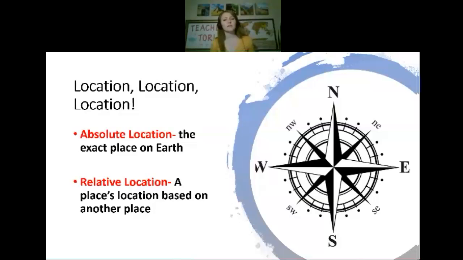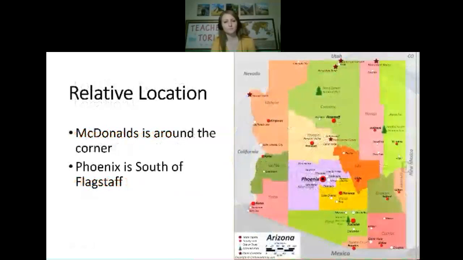Relative location is a place's location based on another place. For example, if I said, Chase, the McDonald's is located just around the corner, that's relative location. Or Brooklyn, I live just across the street, that's relative location. A little vague, they're just giving the general direction, general location, which is why it's called relative. Absolute is the exact point. So that is the difference.